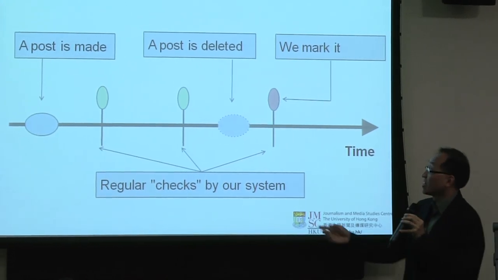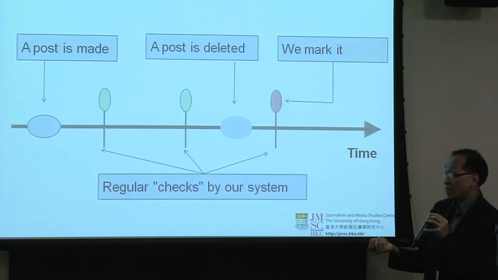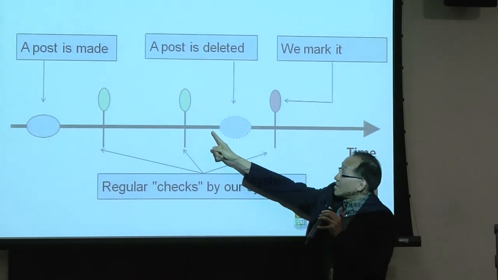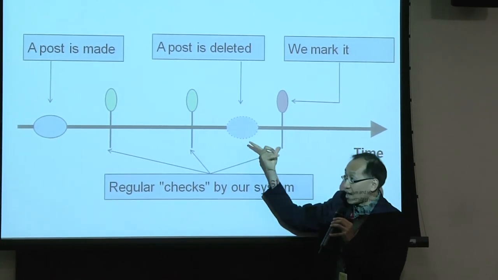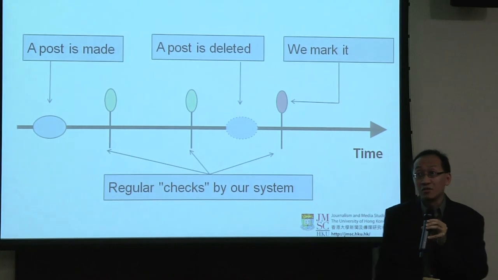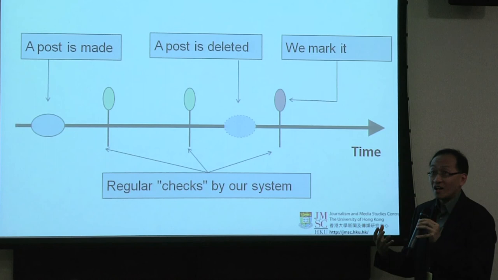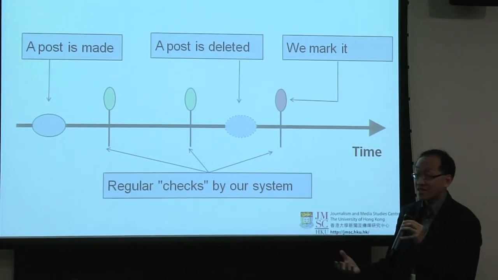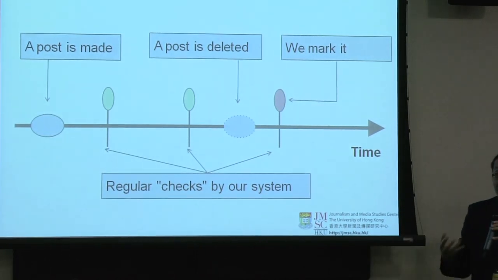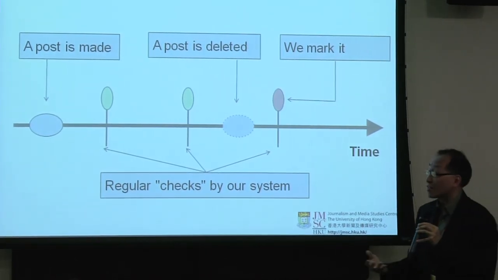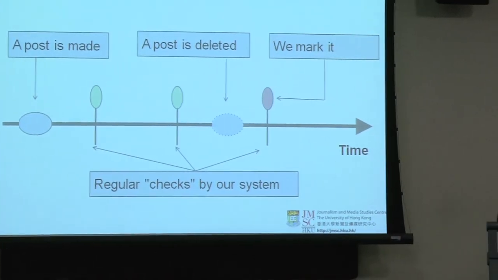If our regular check is not frequent enough, that is, the interval is too wide, and a post is made and also deleted within that interval, then I have no way to recover this kind of message. So if we want to improve our system, we make this time division shorter. Then technically we get a better system to more effectively recover all this information. This is what we're doing now.